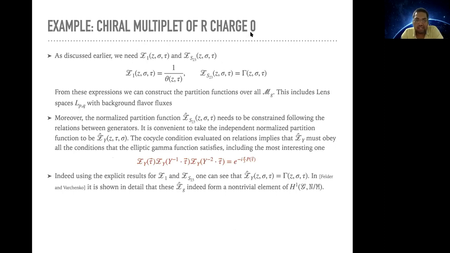let's say of R charge 0. And these things have been computed in the literature. So Z1 is known to be 1 over theta function, like so. And ZS23 is known to be the gamma function.